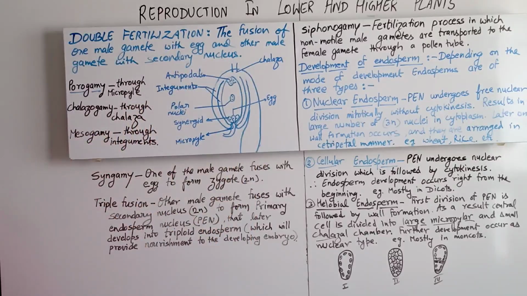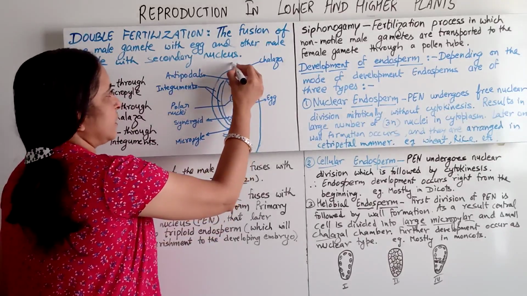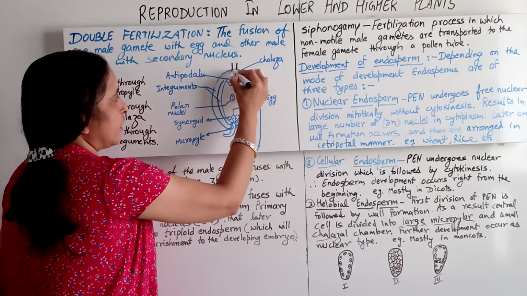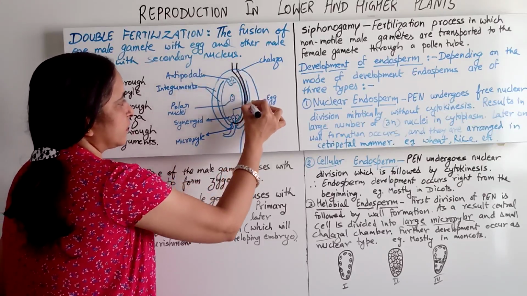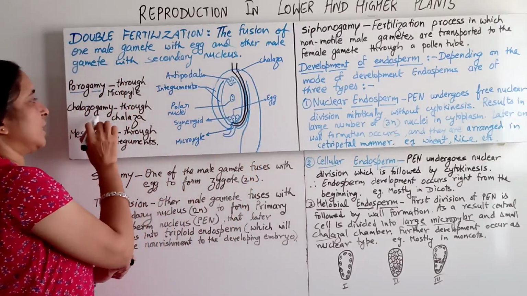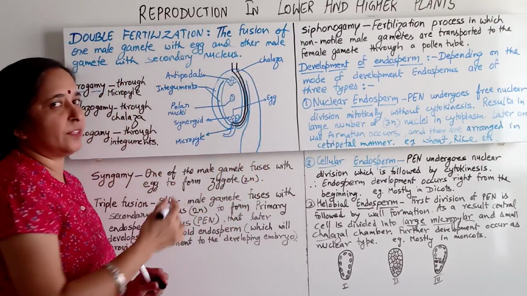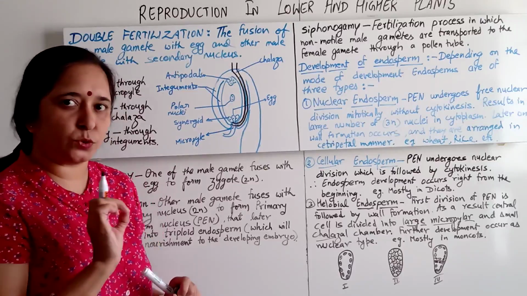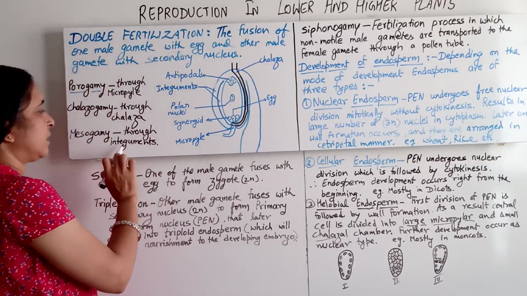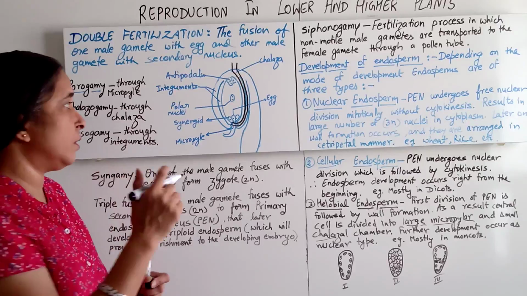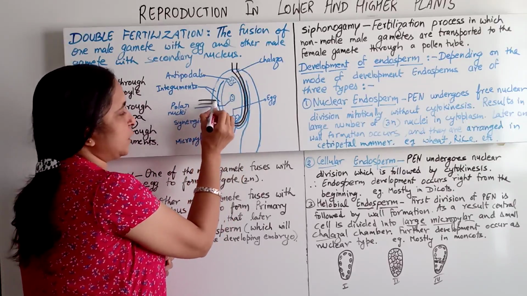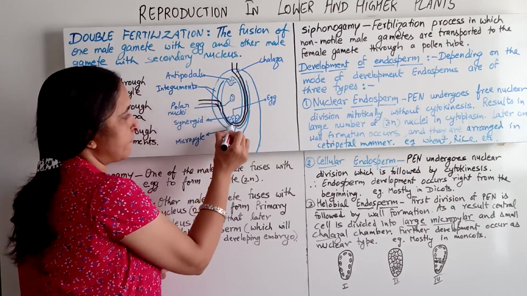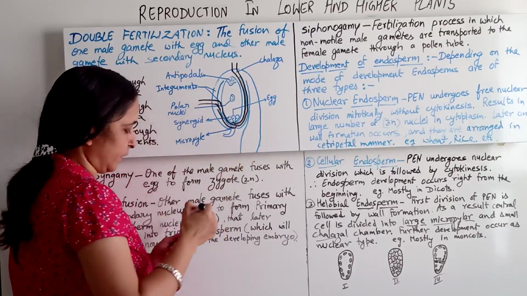I will show with another pen, from this side. What happens? That will move here and then enter like this. So this is called chalazogamy: from the chalaza side, the pollen tube enters into the ovule. Next is the integuments. These two are the integuments. If the pollen tube enters from the integuments like this and then here.